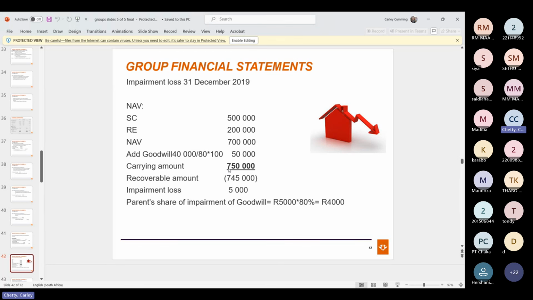So the impairment amount is 5,000 Rand, but the parent only gets 80% of this. So we're going to say 5,000 Rand multiplied by 80%, and that will give us 4,000 Rand. So this is the impairment of goodwill that belongs to the parent, okay? So that is the impairment at 31 December 2019.